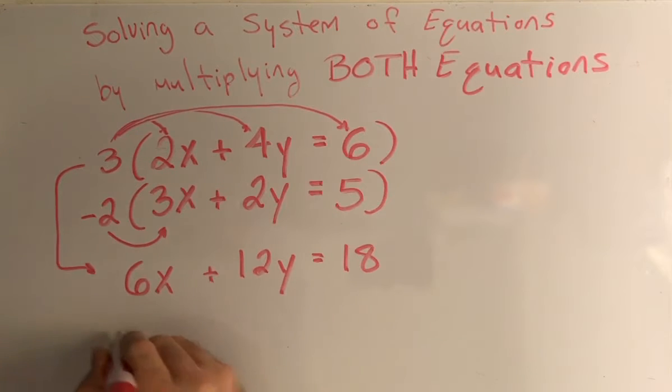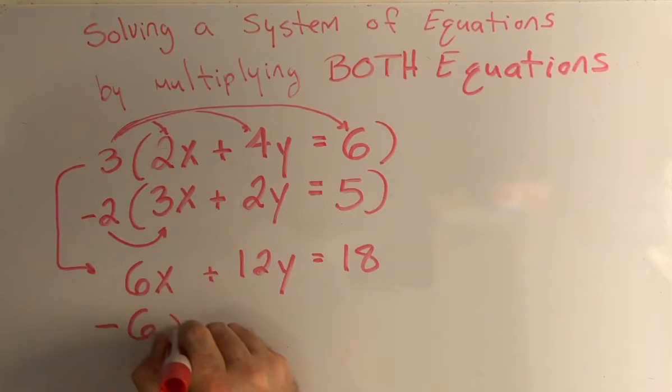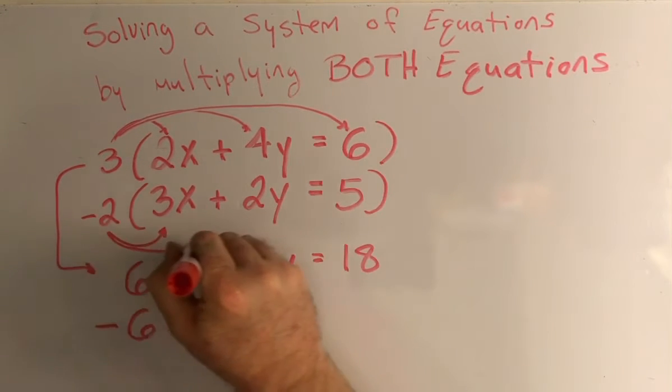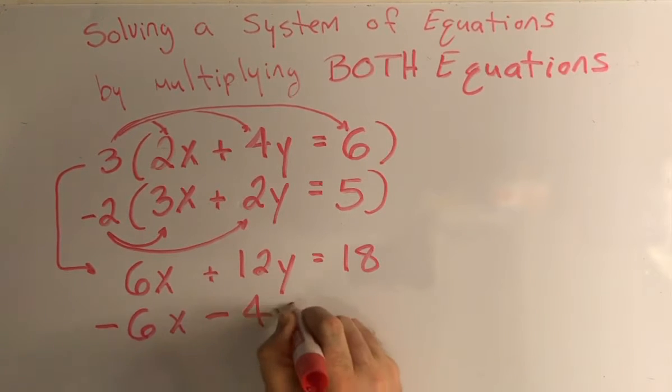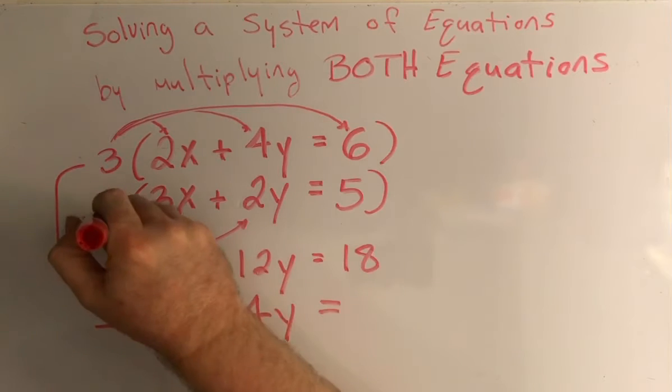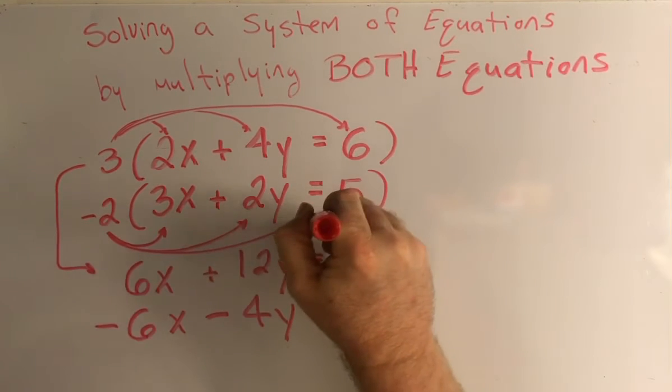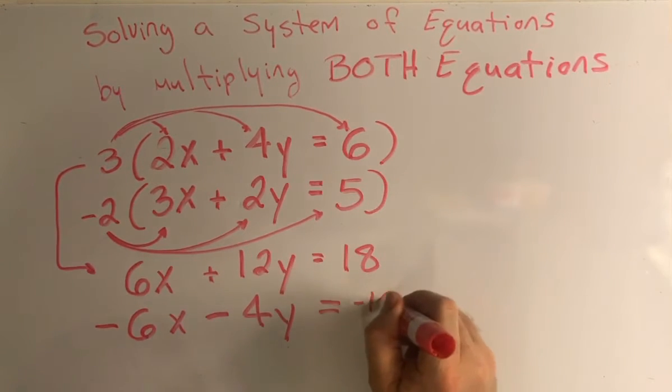-2 times 3x is -6x. -2 times 2y is -4y. And then -2 times 5 is -10.